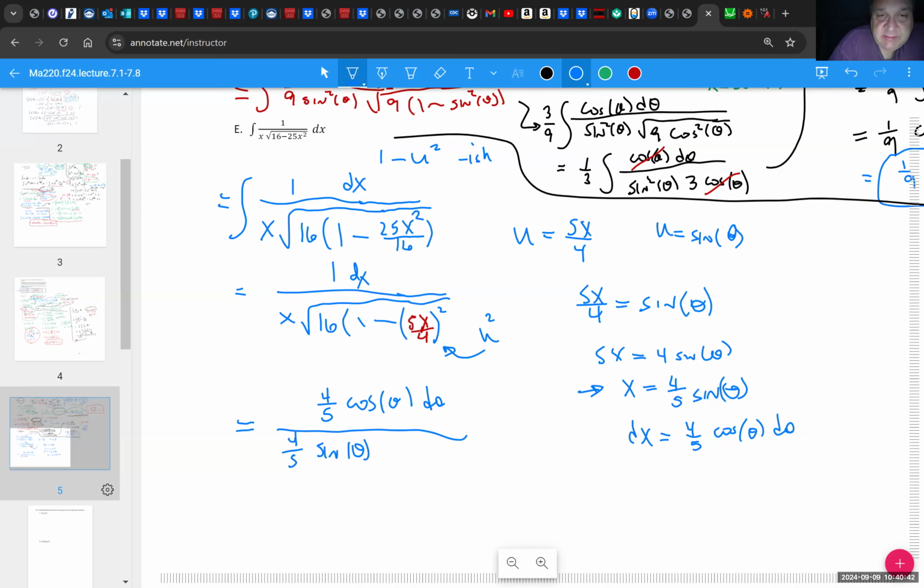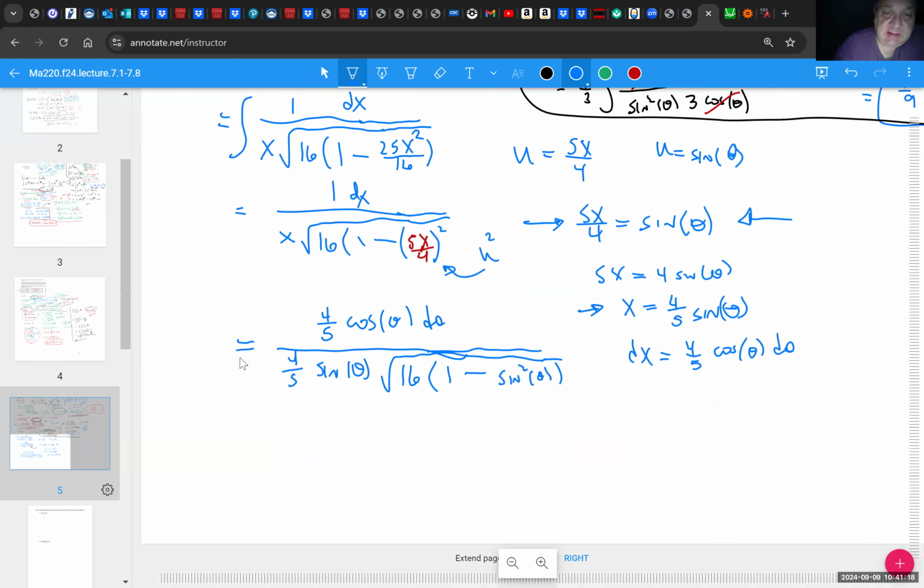And then I have a square root. That square root is, well, the square root of 16 is going to be 4, but I'll leave it as a 16 right now. And then I have inside 1 minus 5x over 4 squared. We know what 5x over 4 is. 5x over 4 is sine. That was our original idea to make that thing being squared. So 5x over 4 squared is literally just sine squared. And yes, indeed, we get our 1 minus sine squared simplifying to cosine squared because of that identity that we like using.